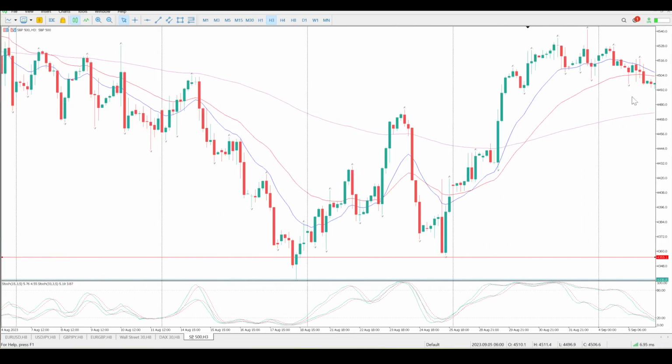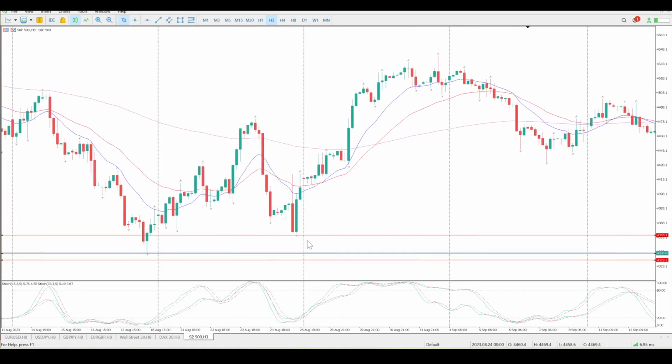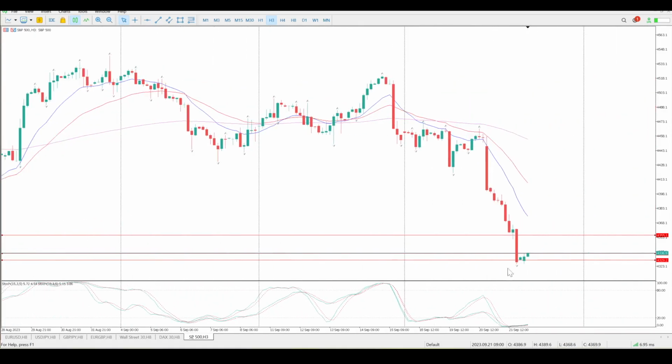And then the next thing I want to do is just look to the left here, because this area where price is right now is also a level. See that pin bar? So that's the area of interest at the moment for profit taking right now.